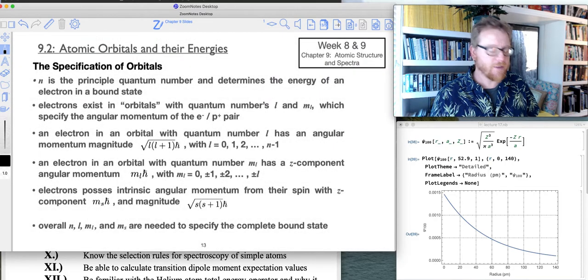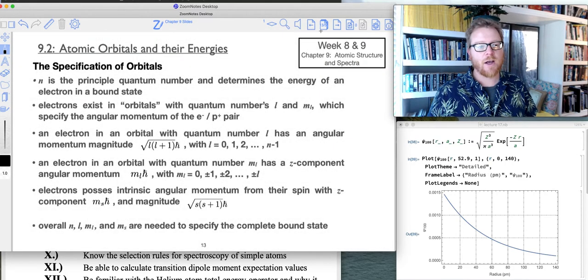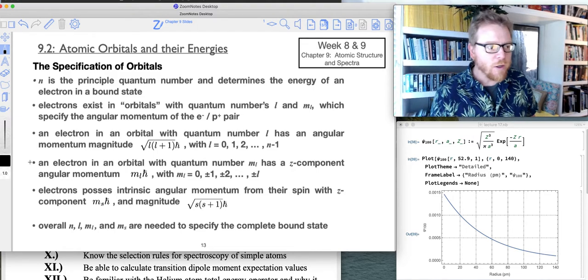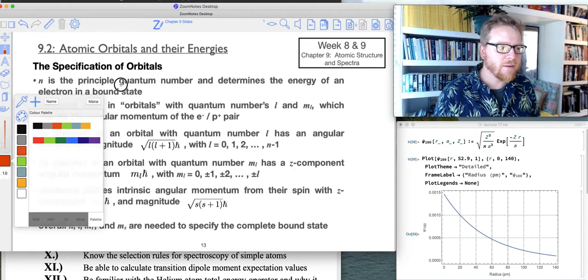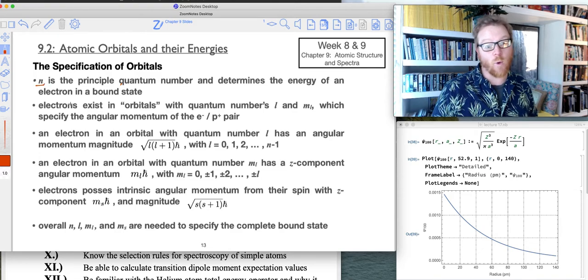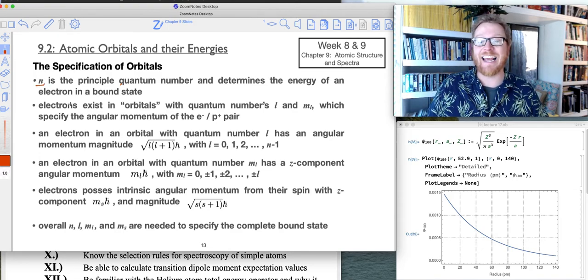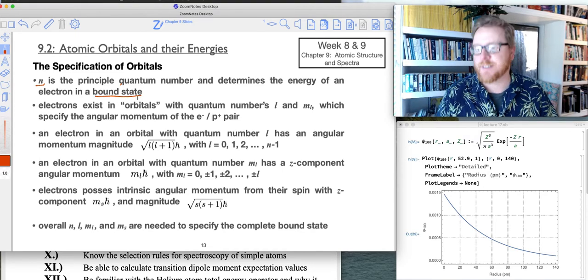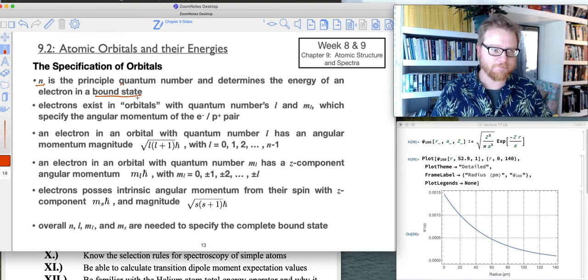Okay, so let's keep moving on. So the specification of orbitals. N is our principal quantum number, and that determines the energy of an electron in a bound state.